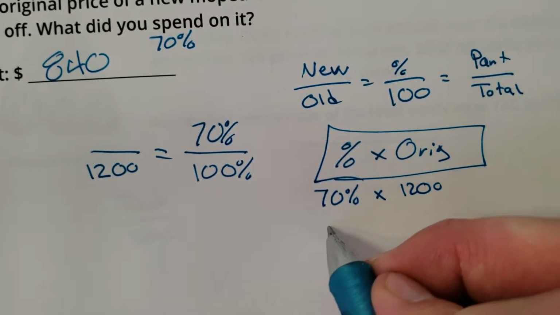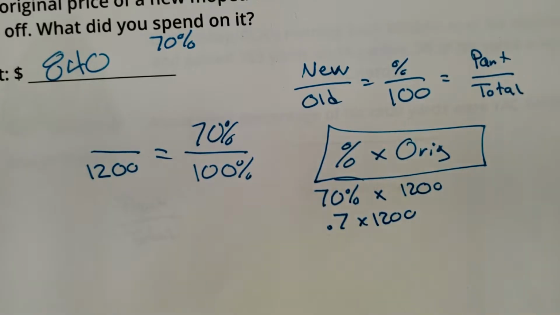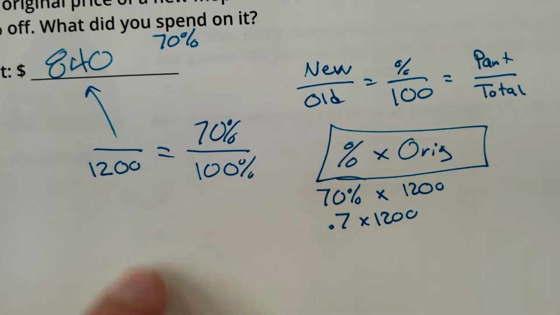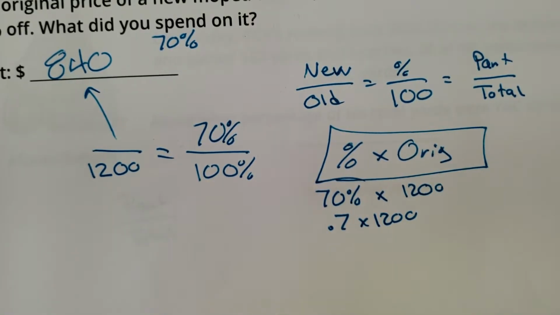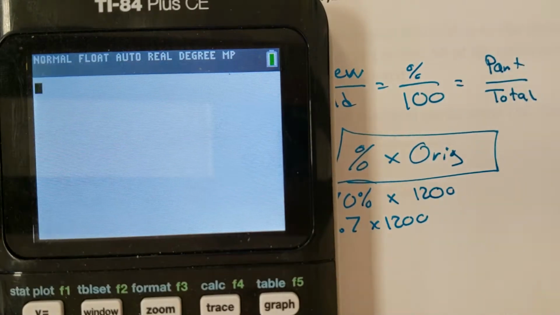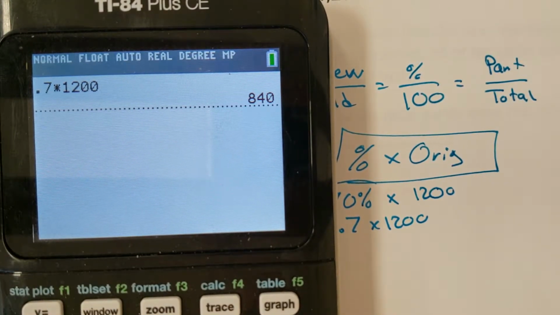So what would you do? Well, 0.7 times 1,200. This is the ultimate fastest shortcut. This will never fail you. These percent proportions will never fail you, but if you want to do them a bit more efficiently, why not learn how to do it that way? 0.7 times 1,200. Boom. Instant calculation.